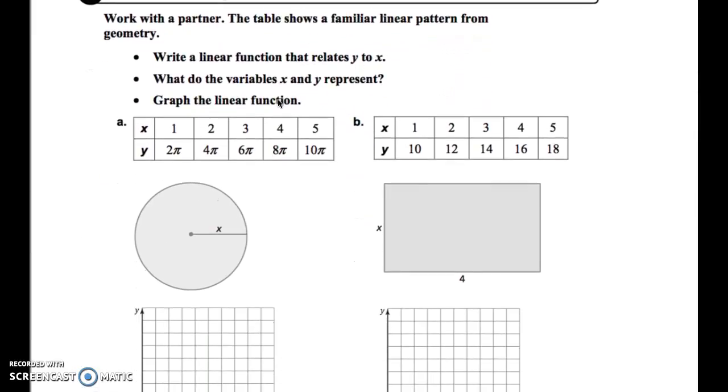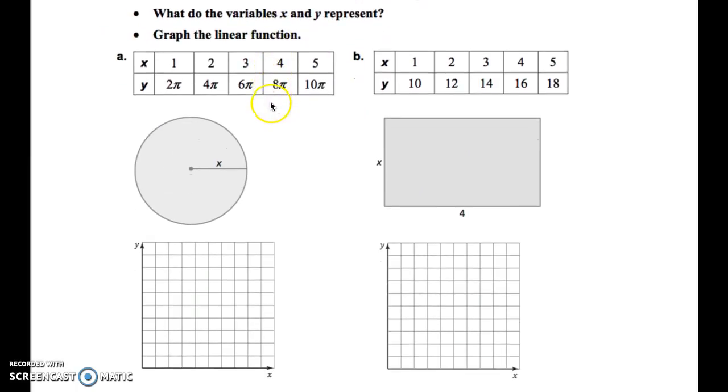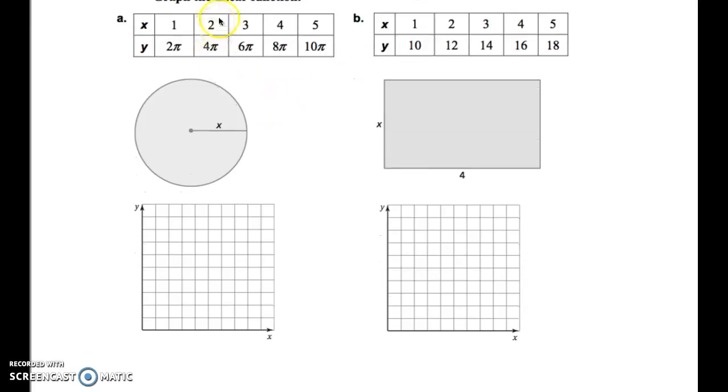Okay, here we're going to write a function, but then what do the variables x and y represent? And they've given us pictures to kind of help gauge that, and then we need to graph it. Okay, so part A, I look at my x's and I see 1, 2, 3, 4, and 5. Those are my inputs, those are my domains. And then if you notice on your y, they've thrown in some pi's in there. 2 pi, 4 pi, 6 pi, 8 pi, 10 pi.